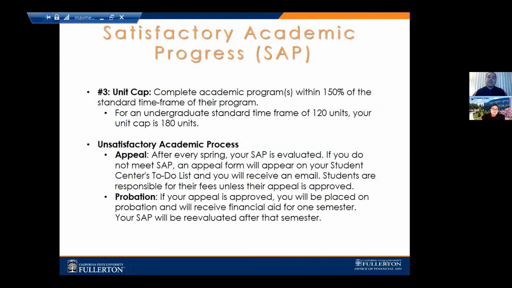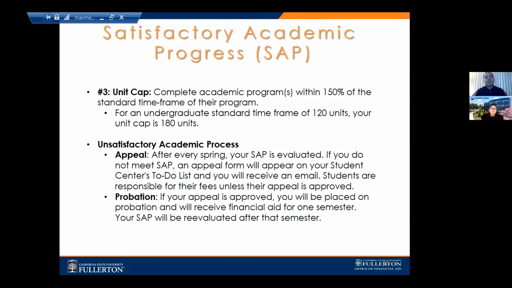And the last thing we look at when it comes to SAP, Satisfactory Academic Progress, is what we call unit cap. Now, when it comes to an undergraduate program, most degrees require around 120 units to graduate, but we understand that some programs require more units. So we are able to award students up to 150% of the standard time frame of their program, which just means that you can essentially take up to 180 units worth of a program and still receive financial aid. And once you get close to that, we let you know that you're getting close to your unit cap, your unit time frame, and once you have surpassed it, we let you know that you are no longer eligible for financial aid.